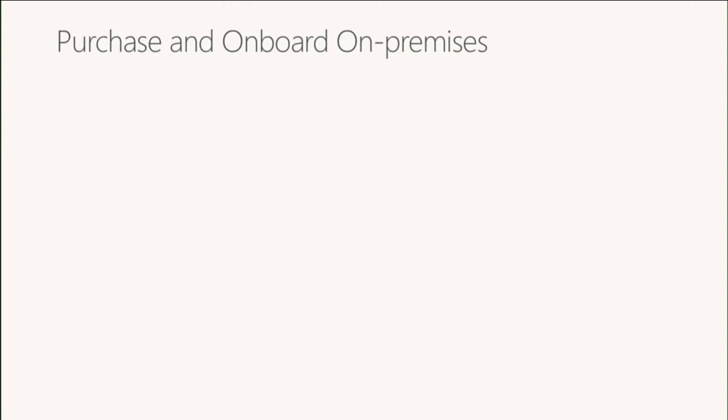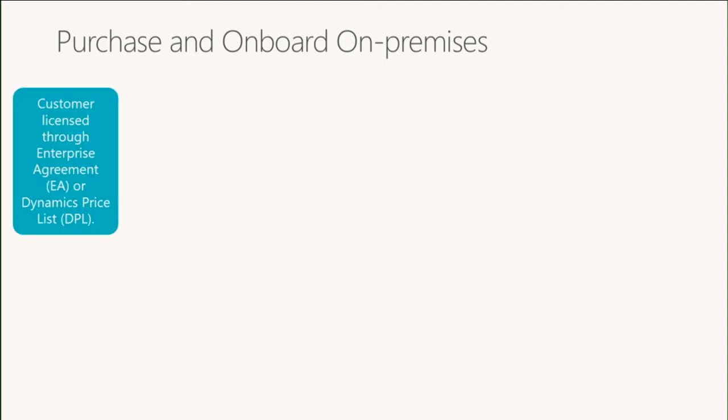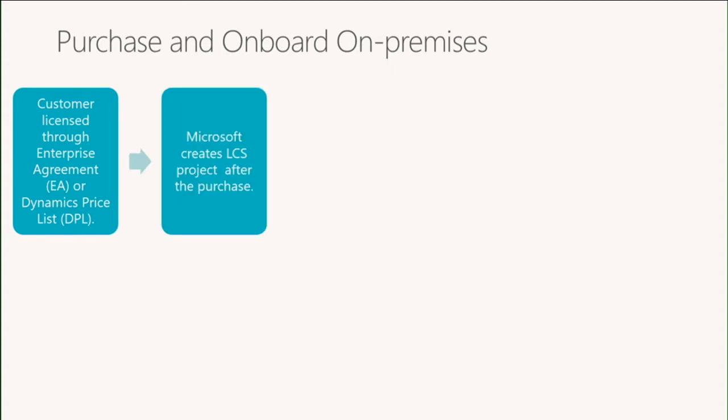So how do we purchase and onboard to this on-premises model? Right now you can get volume licensing through the enterprise agreement channels or through the Dynamics price list. Once you purchase your license, you will have an invite that will ask you to go and configure your AAD tenant. So why do we need an AAD for an on-premises infrastructure? It's because you need to be able to work with lifecycle services. So for that purpose, you will need an AAD tenant. If you already have one, you can configure that AAD tenant.